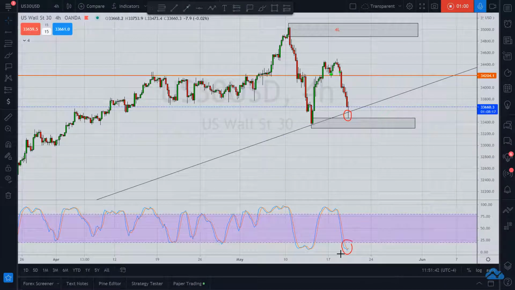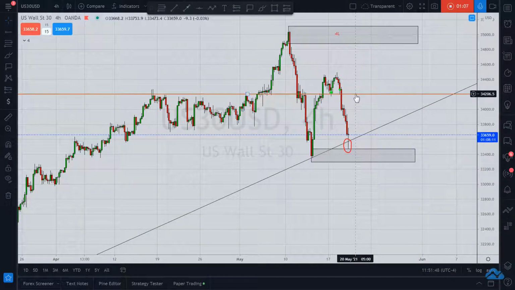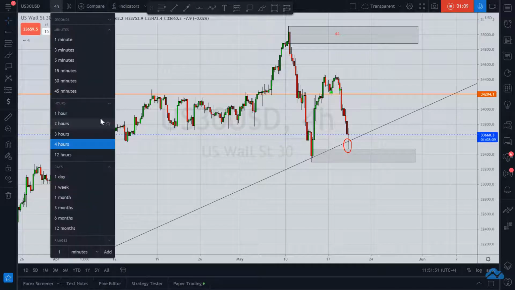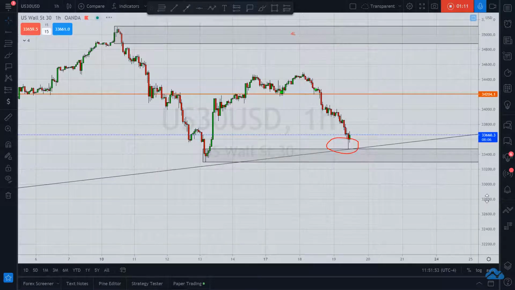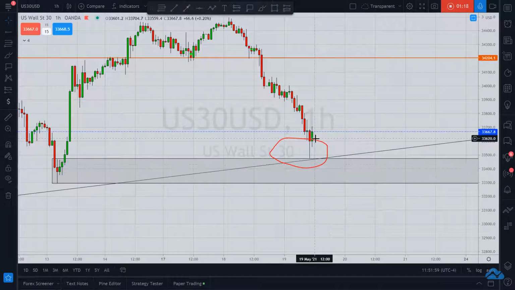Look at the stochastics. We are in the oversold area. This is a great time to look for a long entry. What I would do is look at the price action on the 1 hour and see if we're getting that follow through. We are. A close above this area.